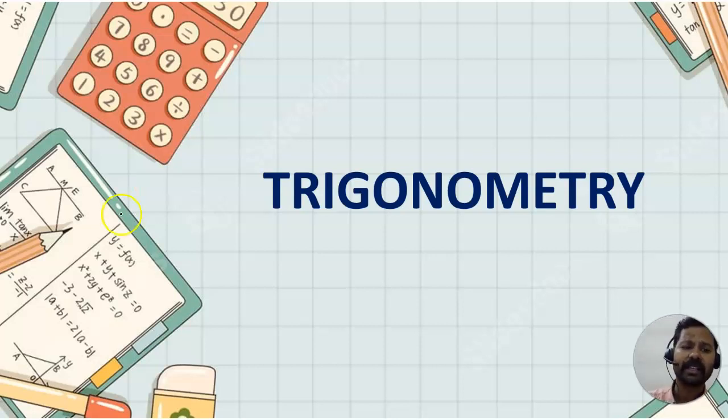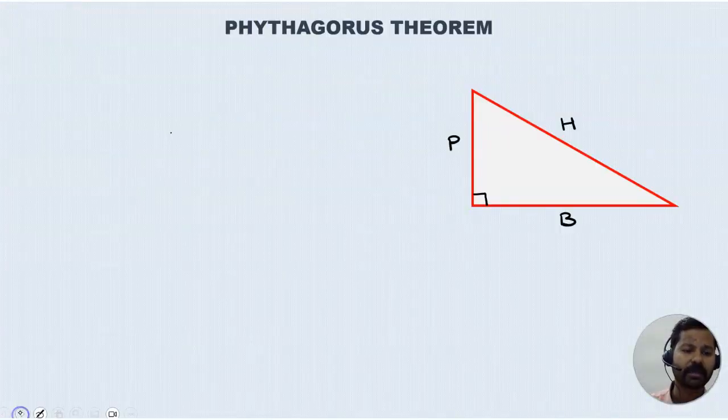So, before starting this session, let us revise some important concepts, an important theorem which will be used in this chapter very often, and that theorem is Pythagoras theorem. This is a very easy theorem. It tells us the relationship between the sides of a right angle triangle.